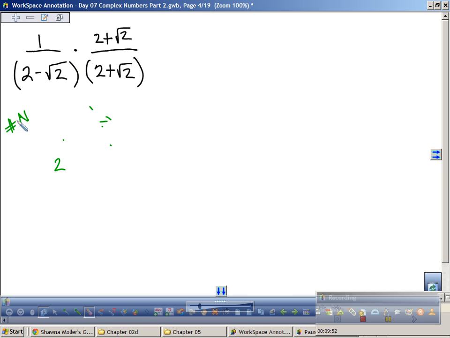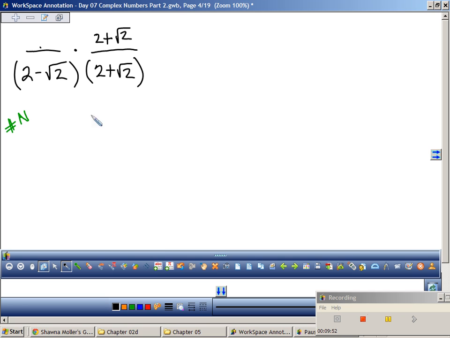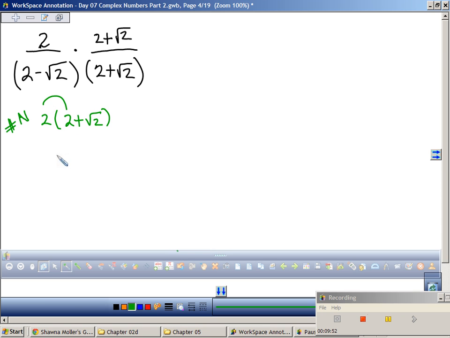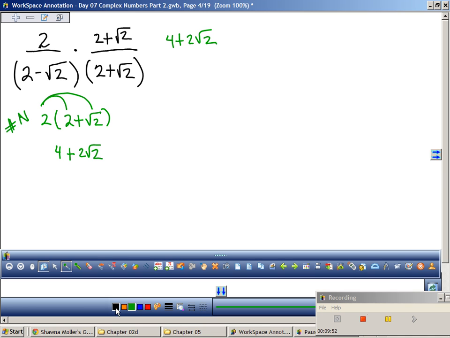All right, so I'm going to use my numerator first. I'm going to multiply 1 times 2 plus root 2. Let's change that and make it a little more complicated, if I really want to show you how to do this. That was too easy. So 2 times 2 plus root 2. 2 times 2 is 4. 2 times the square root of 2 is 2 root 2. There's my numerator: 4 plus 2 root 2.